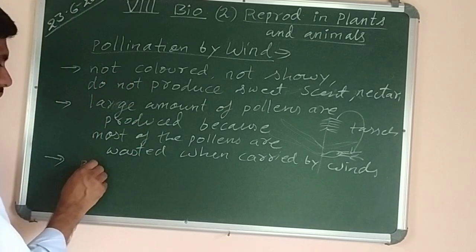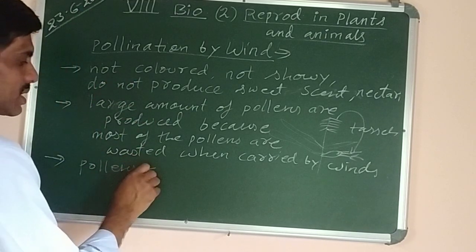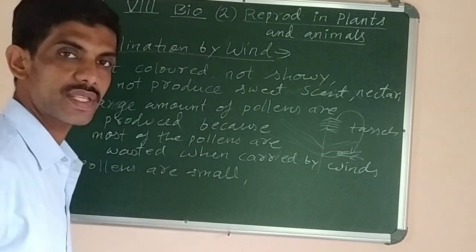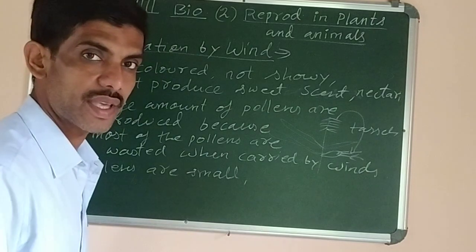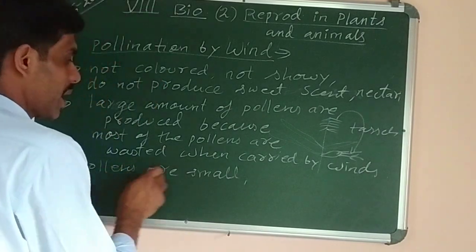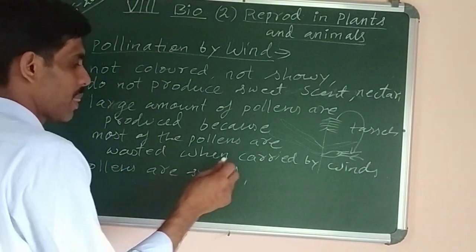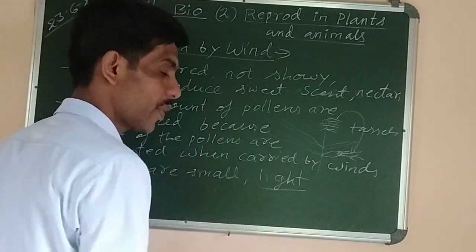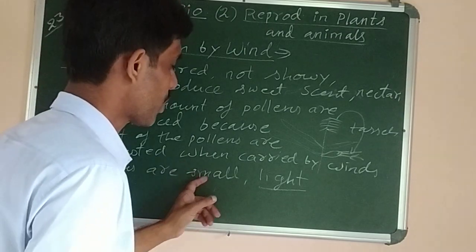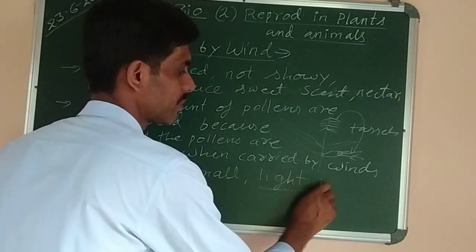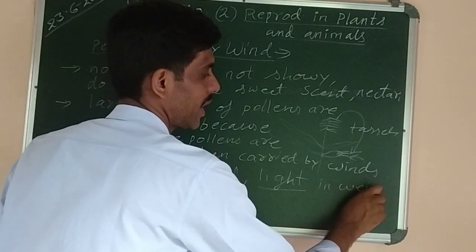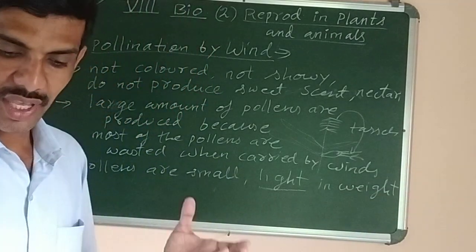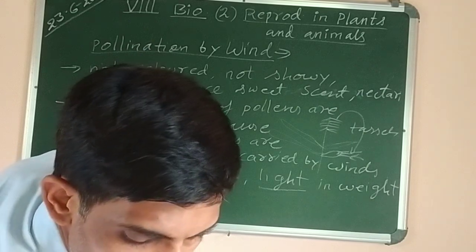So next characteristic of wind pollinated flowers is that the pollens which are produced are light in weight. Pollens are small, because if they are small in size, wind can easily carry them when they blow. They are carried by the wind current. They are light in weight. This is an important characteristic. Their weight is very less. So they are small. They are light in weight. Because if they are very heavy pollens, it will be very difficult for the wind to carry such heavy pollens from one place to the other.